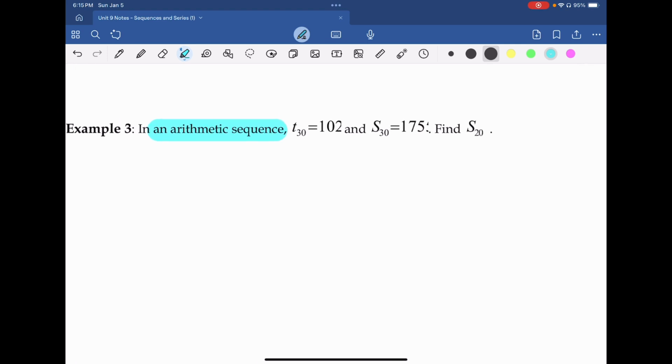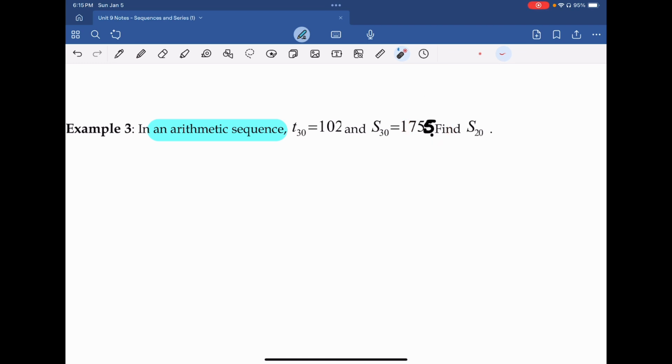Now, there's a bit of a typo in this problem, and it appears here. We have a bit of a cutoff in our notes, and it's S30 is equal to 175. It should be 1755. If you don't see the 1755, just make sure that you change this to having a 5 on the end, or else our numbers are going to be very skewed, or they're not going to be nice numbers for the most part.